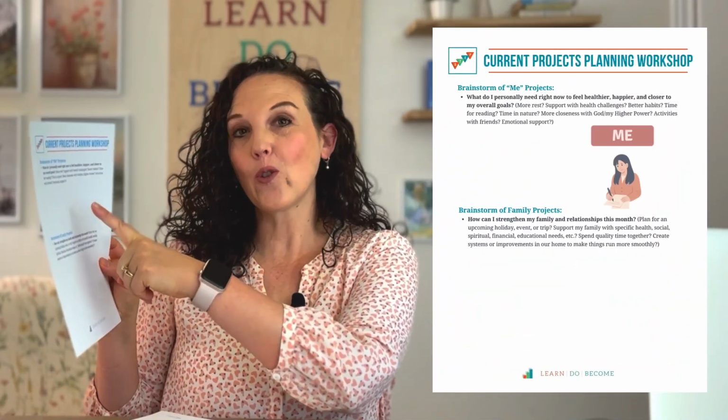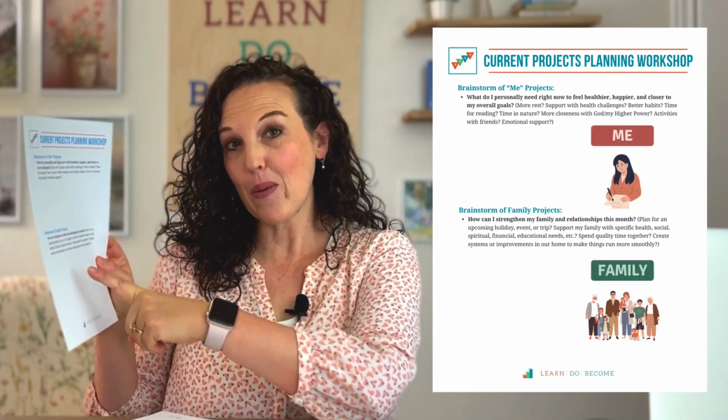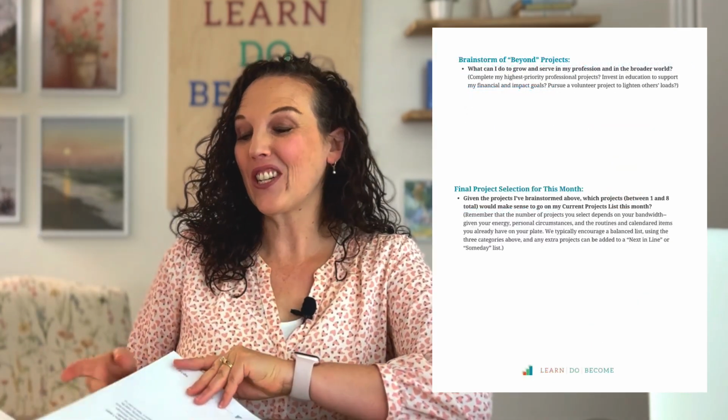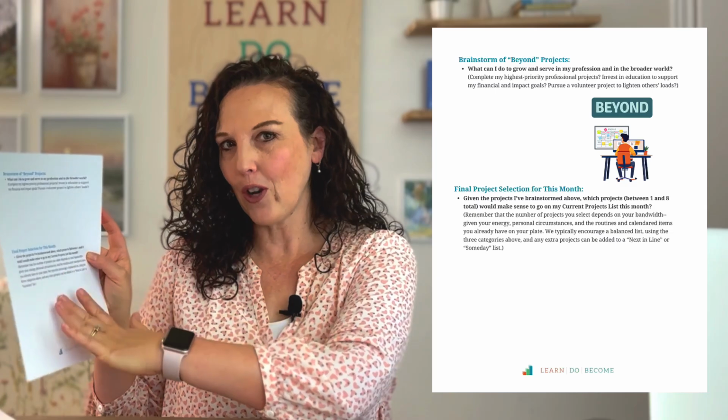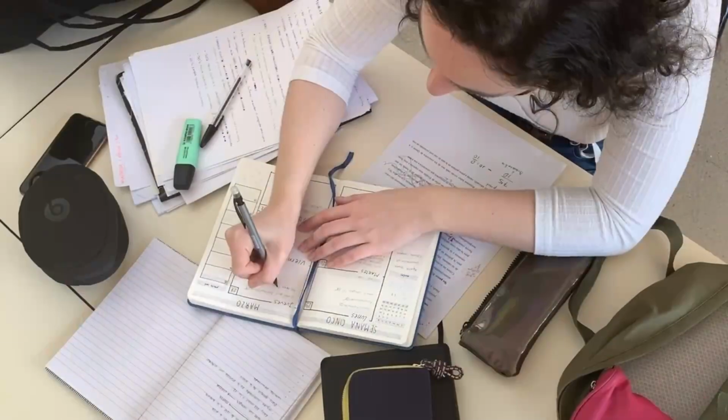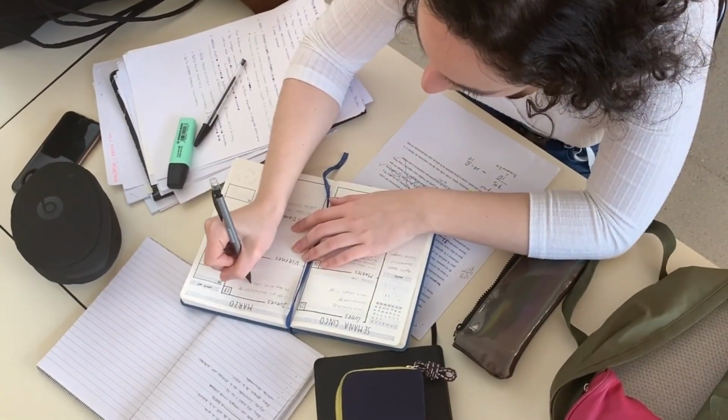So what we're going to do is on page 1 of the worksheet, we're going to brainstorm our me projects and our family projects. And then on page 2 of the worksheet, we're going to brainstorm the beyond projects, and we'll do a final project selection. But I've put together a lot of prompts and just questions for you so that you can consider exactly what you, your family, and other people need that month before you identify your projects. And this is just going to take a little bit of effort to think through it and plan.